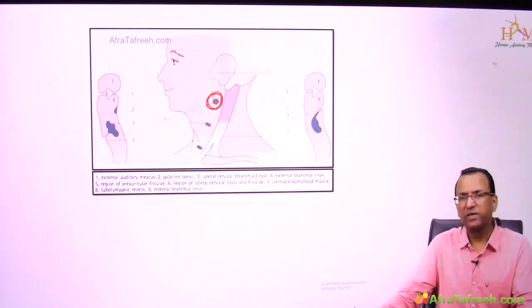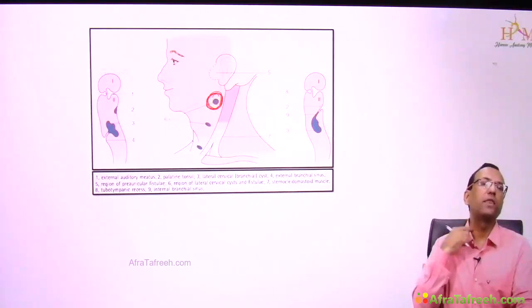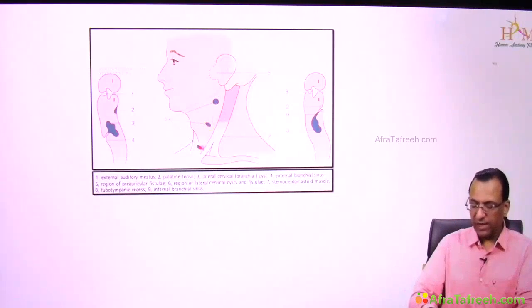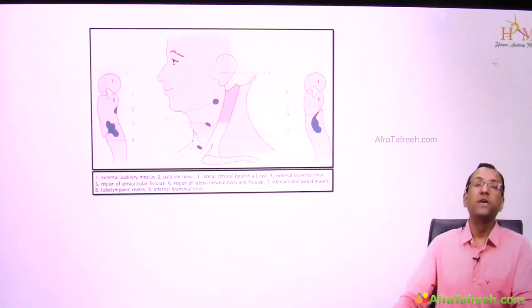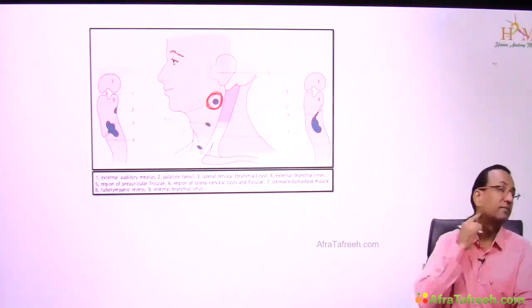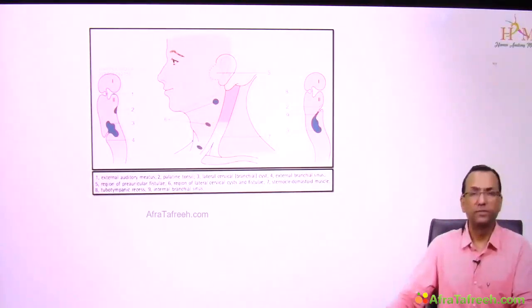And what if this cyst is opening? Where? In the skin. If the cyst is opening in the skin outside, then it will form a branchial sinus, branchial fistula. But remember, branchial sinus and fistula are in the lower neck, and the cyst is in the upper neck. Cyst is in the upper neck region, and the sinus and fistula are in the lower neck region.